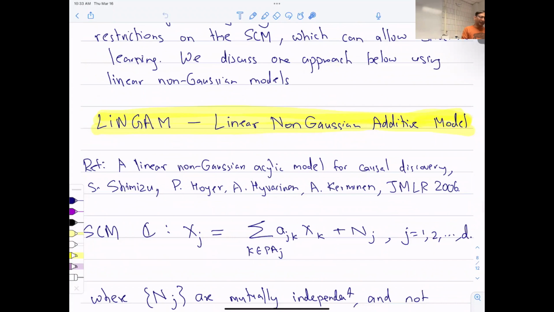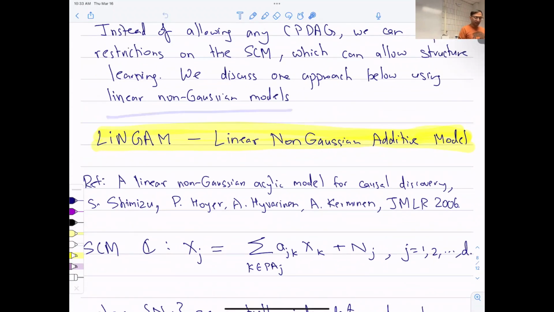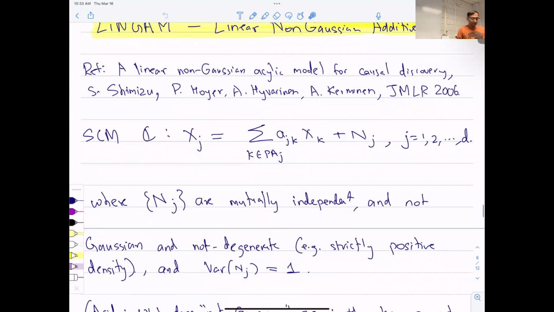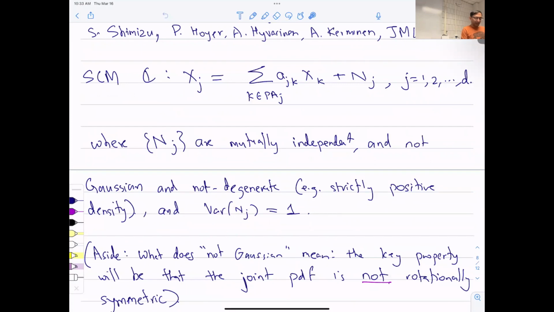I wanted to show one in this style, which is for linear non-Gaussian models, or LiNGAM. This is the paper: A Linear Non-Gaussian Acyclic Model for Causal Discovery, JMLR 2006, by Shimizu. The structural causal model is that X_j is some linear function of the parents of that variable plus some noise, where the noises are mutually independent. Further, the noises are not Gaussian and not degenerate. Not degenerate meaning it has a strictly positive density. We'll normalize the variance to be 1.